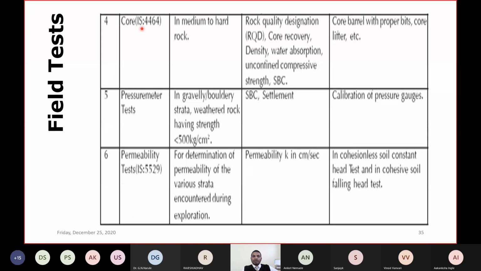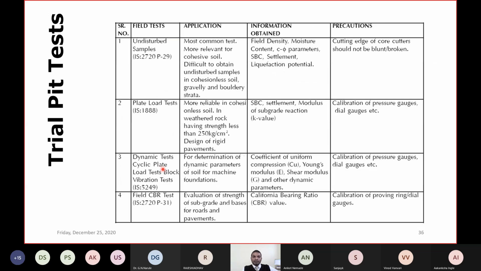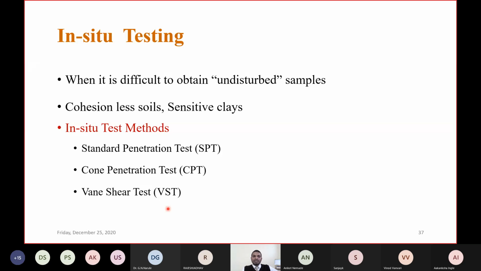Then the core pressure meter test, permeability test. Another thing that can be taken is the trial pit test. Over here, samples can be analyzed by IS 2720. There are various parts given, so undisturbed samples can be collected. Plate load test can be done, which is IS 1888. Then DCPT can be taken, dynamic test, cyclic plate load test. Then field CBR can be carried out. So these are the various tests that are being taken.